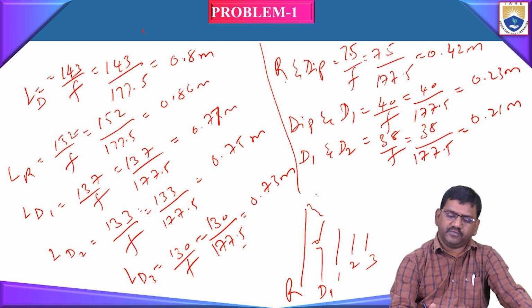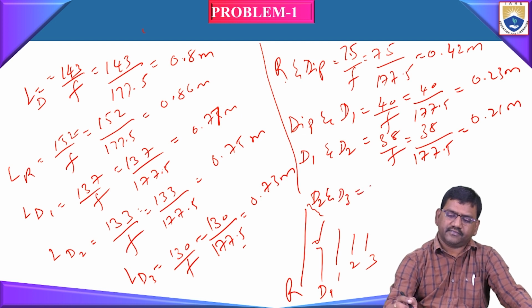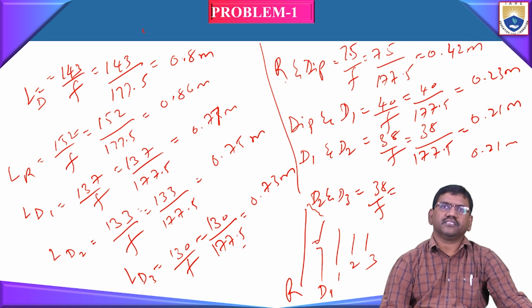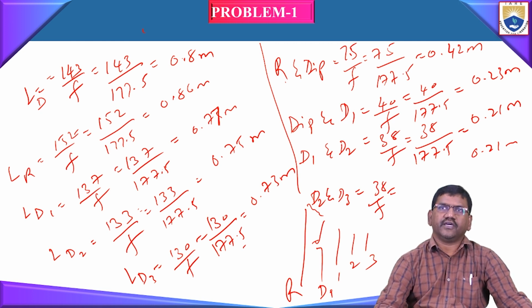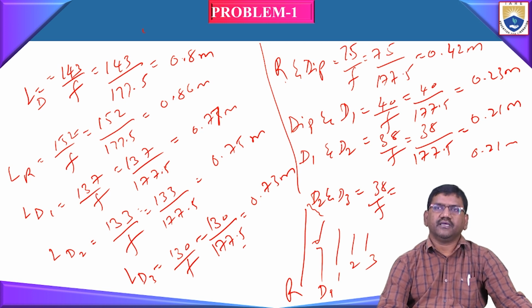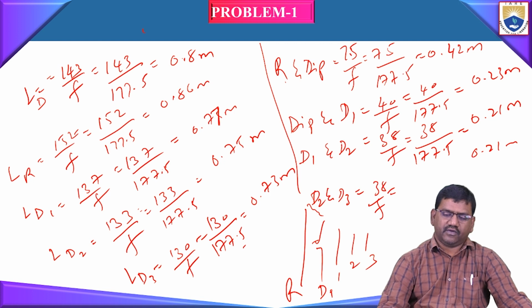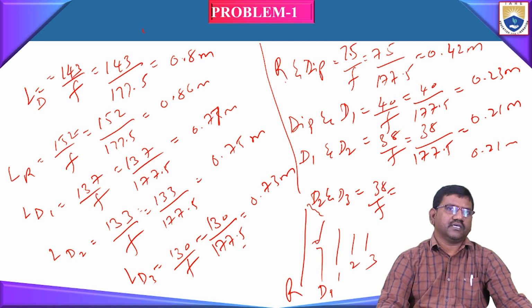Similarly, you can find out the spacing between D2 and D3 as 38 by f, which is equal to 0.21 meters. So like this, we need to find out a 6-element array: the length of the reflector, the length of the dipole, the length of director 1, director 2, director 3, and also the spacing between the reflector and the dipole antenna, the dipole and director 1, and director 1 and director 2. So after finally finding out the values, we need to indicate all those values in the form of a figure.